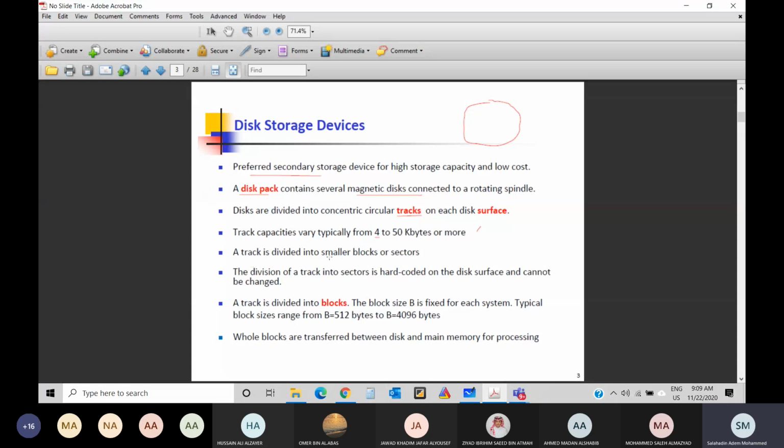Now, a track is divided into small blocks. So a track is divided into sectors. If you look at the track, it's divided into sectors. This is one track, guys, but a CD has many tracks. This is maybe another track. Sorry, my circle. This is also divided into sectors. So tracks are divided into sectors.